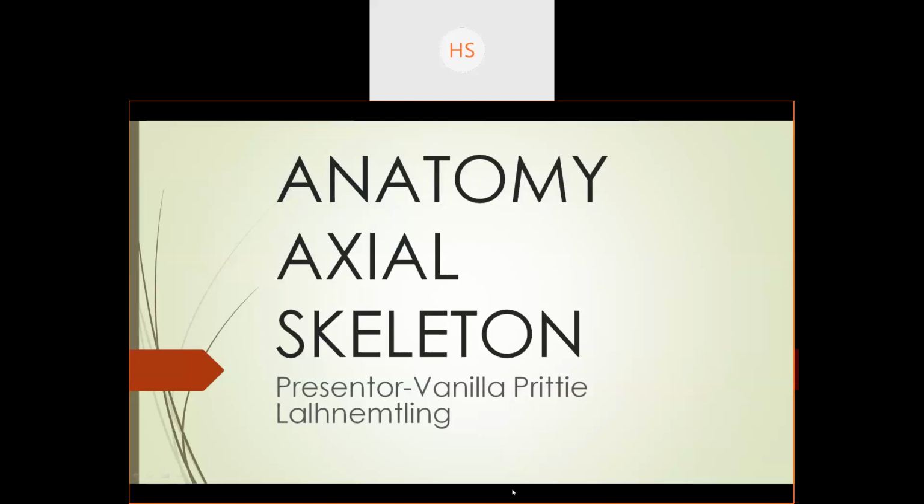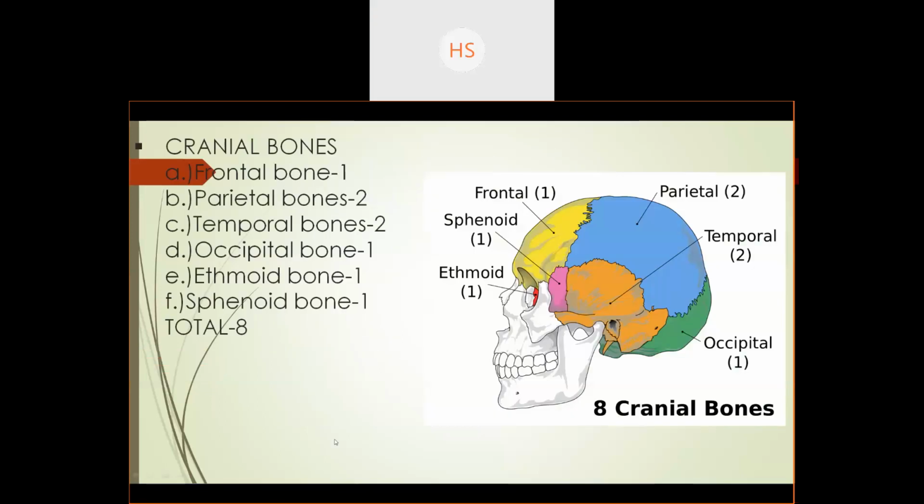Okay, we will study the names of the bones one by one. Today we will study the axial skeleton. In the axial skeleton, what are the bones present? We will study this in today's class. First, we will see the cranial bones. Okay, so these are the cranial bones.